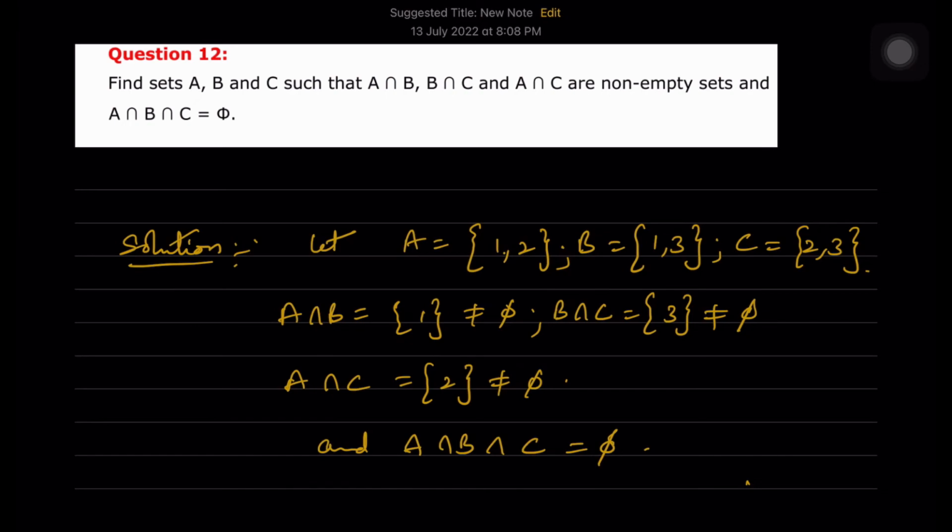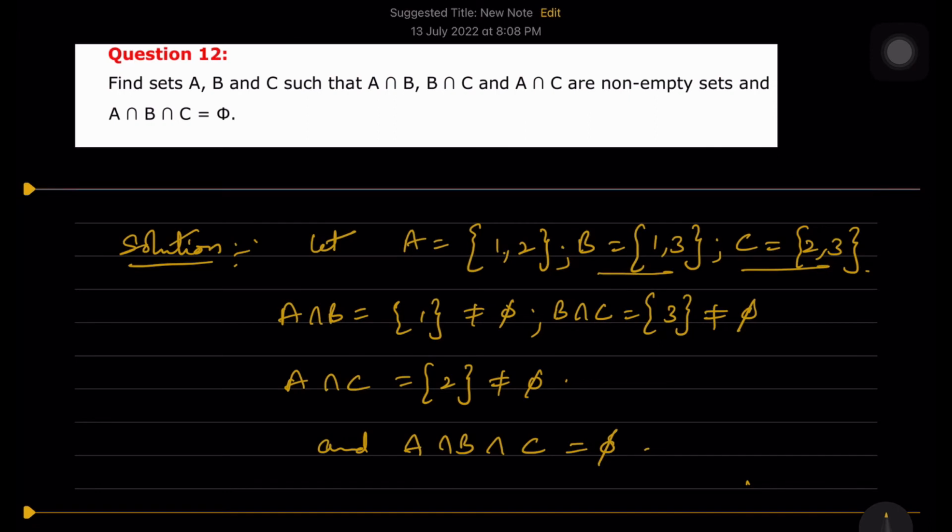So here, in this example, A intersection B is equal to {1}, which is not empty. B intersection C is equal to {3}. You can see very clearly from these two that it's equal to 3, and from these two you can see very clearly that it's equal to 1. So therefore these two are not empty. A intersection B and B intersection C are not empty. Therefore A intersection C is also not empty, because you can see A intersection C is equal to {2}.